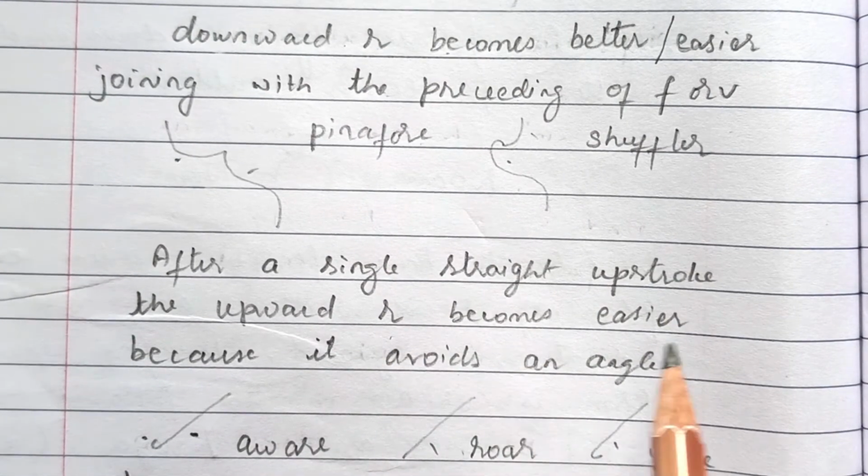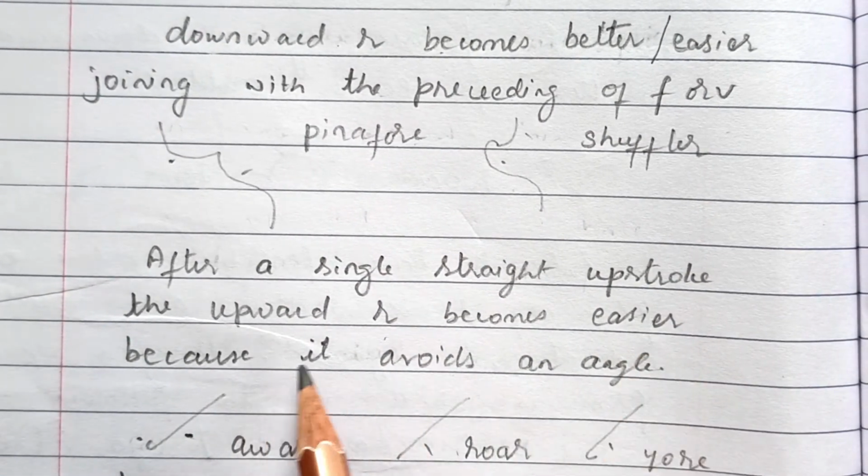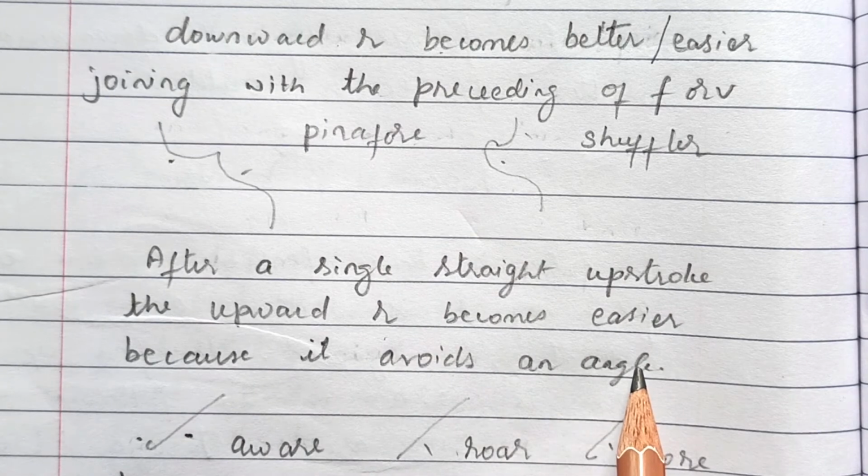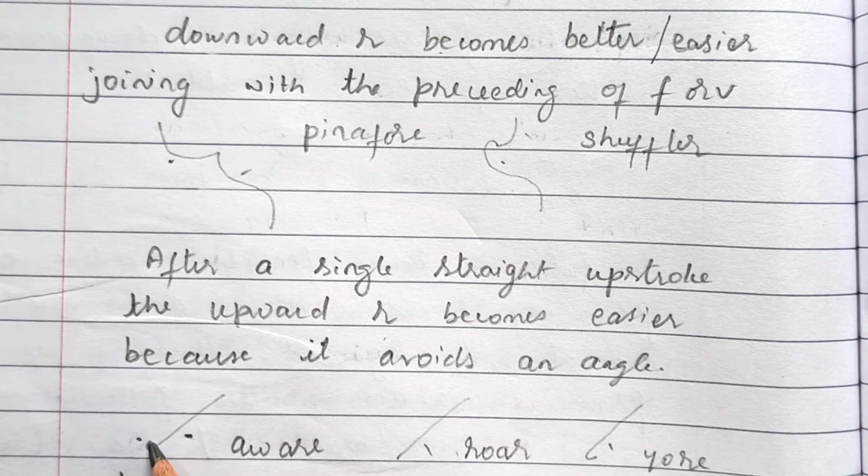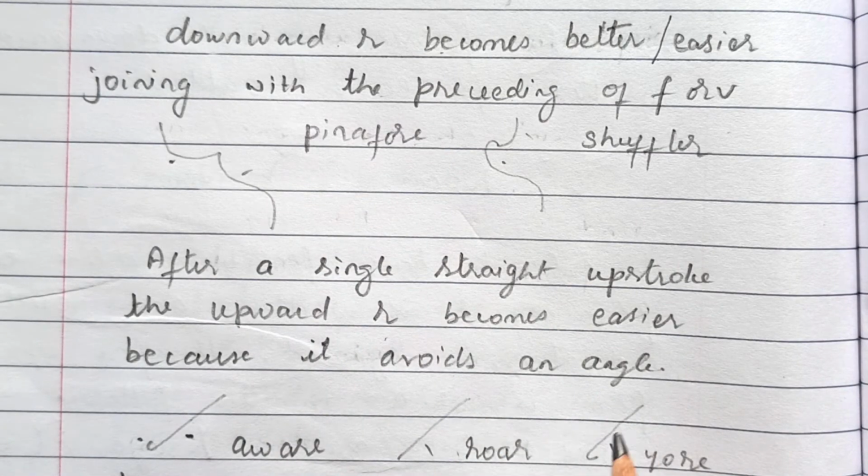After a single straight upstroke, the upward R becomes easier and it does not make any angle with the strokes. Hence, we are writing the upward R. Here you can see the word aware. So, way, and if we write a downward R, it makes an angle and it looks awkward. Hence, we are writing an upward R. So, aware. And roar, your.